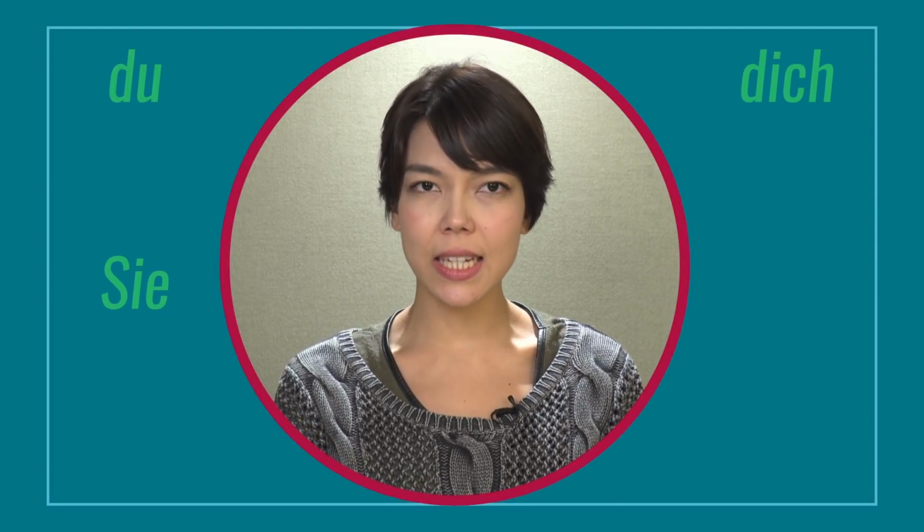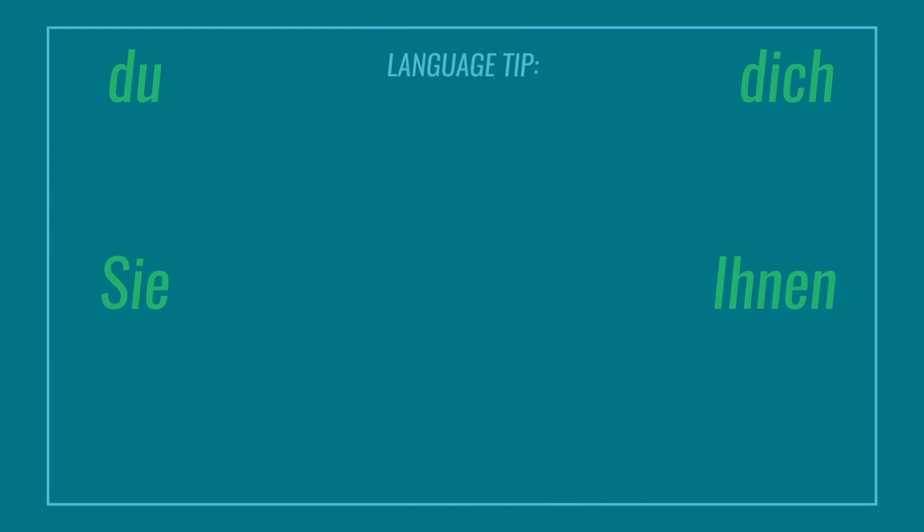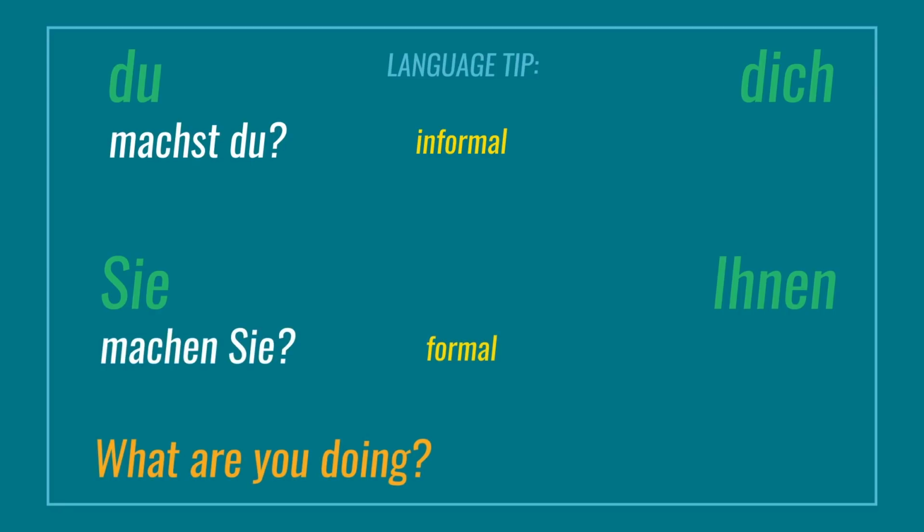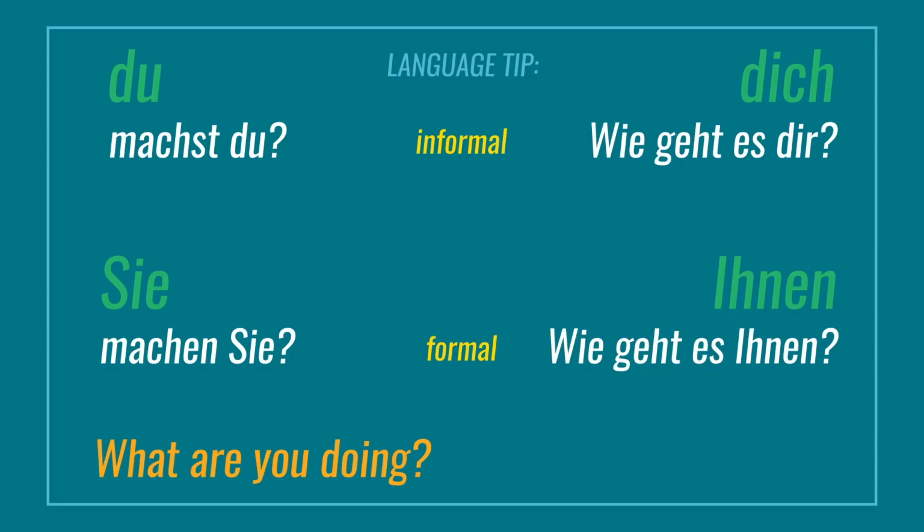There are two common phrases using du and Sie and dich and Ihnen respectively. The first one is was machst du, informally, or was machen Sie, formally, both meaning what are you doing? The other phrase is wie geht es dir, informally, and wie geht es Ihnen, formally, both meaning how are you?